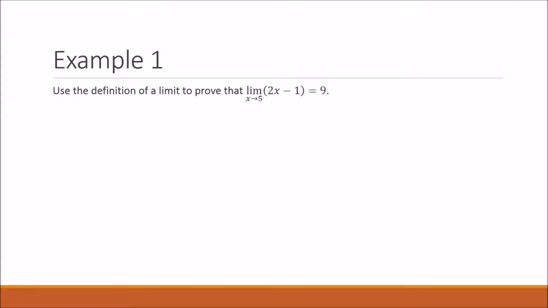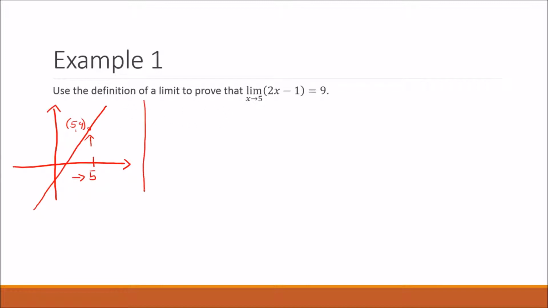Example 1 asks us to use the definition of a limit to prove that the limit as x goes to 5 of 2x minus 1 is equal to 9. What this is actually trying to ask us to show graphically is that if we have the line 2x minus 1, as x gets close to 5, 2x minus 1 is getting close to 9. So this right here is the point 5, 9. And as x approaches 5, our y values approach 9.